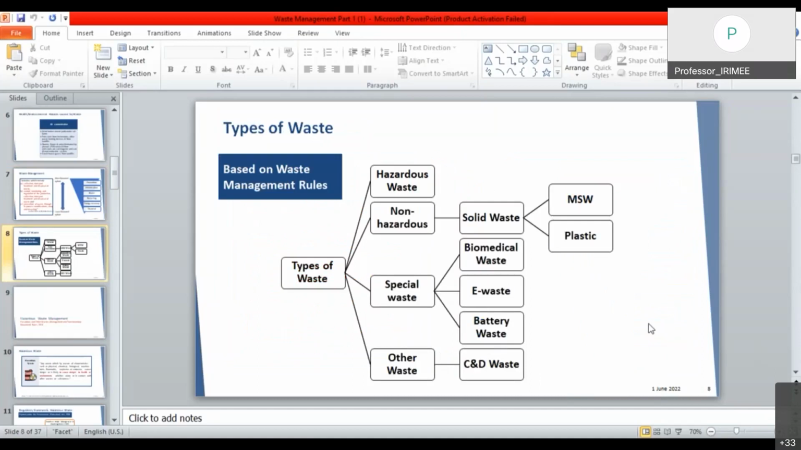Types of waste we can classify as hazardous waste, non-hazardous waste, then special waste and other waste. Under non-hazardous waste we have solid waste, which can be municipal solid waste or plastic waste. Under the category of special waste we have biomedical waste, e-waste and battery waste. And other than these we have some other waste like construction and demolition waste.